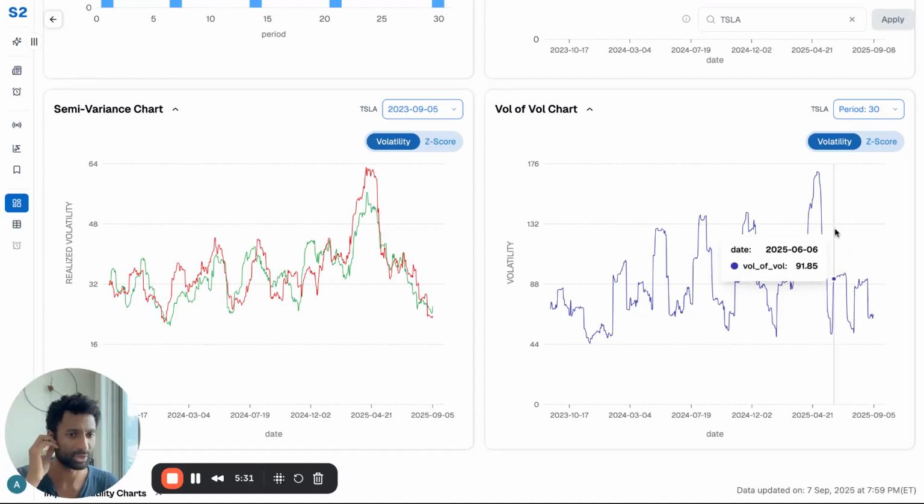And then I think it jumped back because you had, I think this period here is the tweet thread between Trump and Musk, quite entertaining. But since then, really not a whole lot has happened. Vol of vol is quite low.